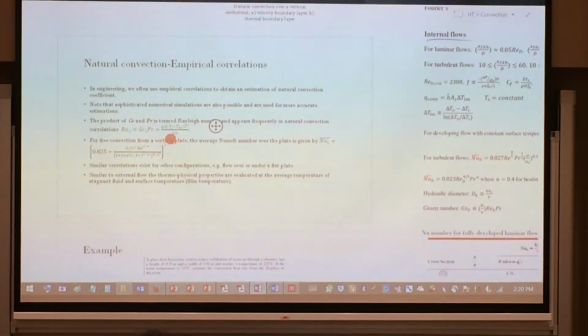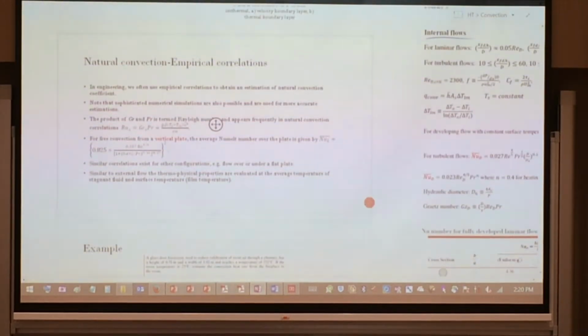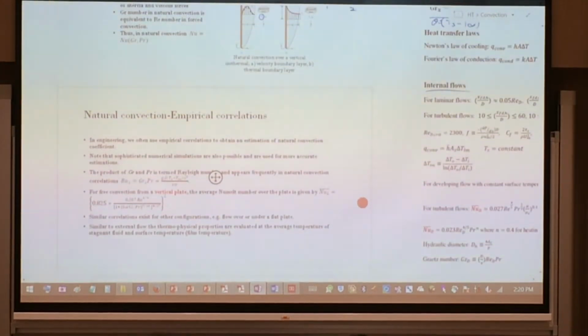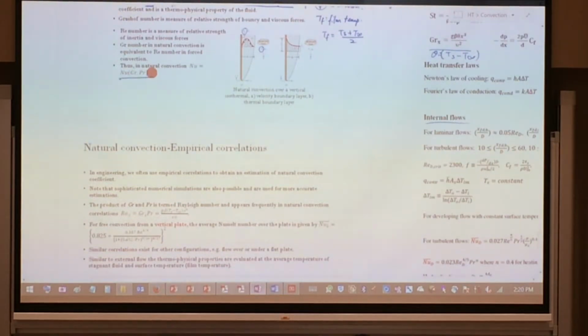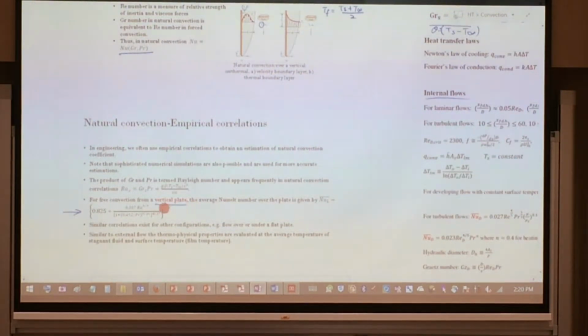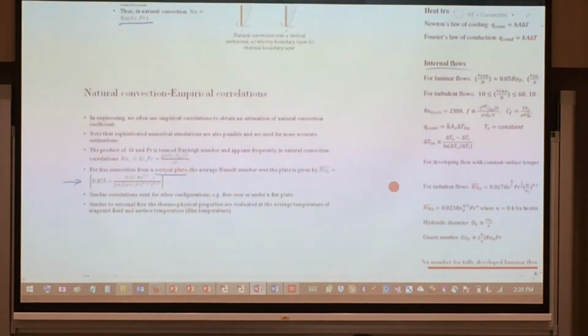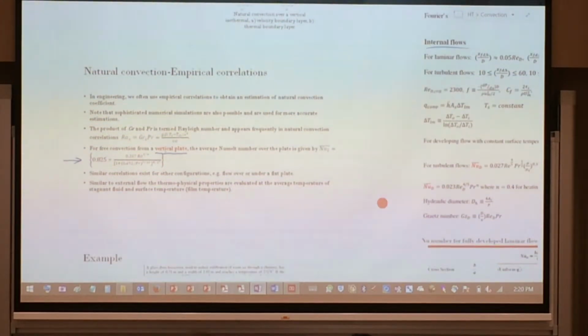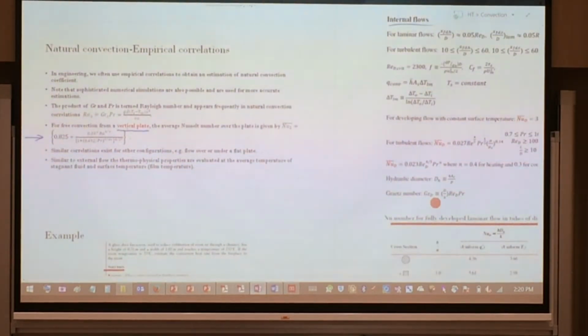If you now look at natural convection, you will see that your Nusselt number is actually a function of Grashof number and Prandtl number. So the expression that you can find would be something that looks like that. Free convection of a vertical plate, and I want to underline the vertical plate because this is only for the vertical plate expression. The Nusselt number is given by that. And this expression is also included in your exam data sheet.